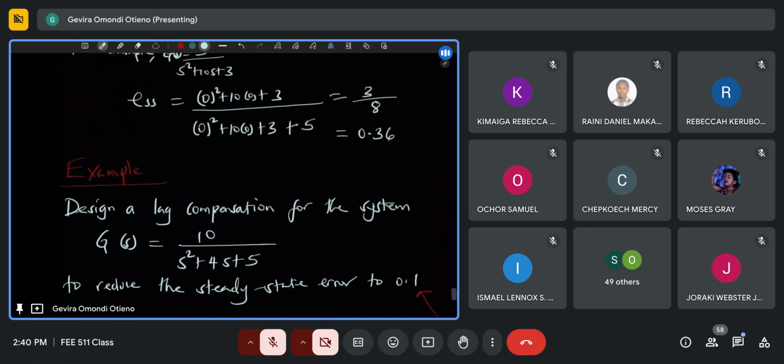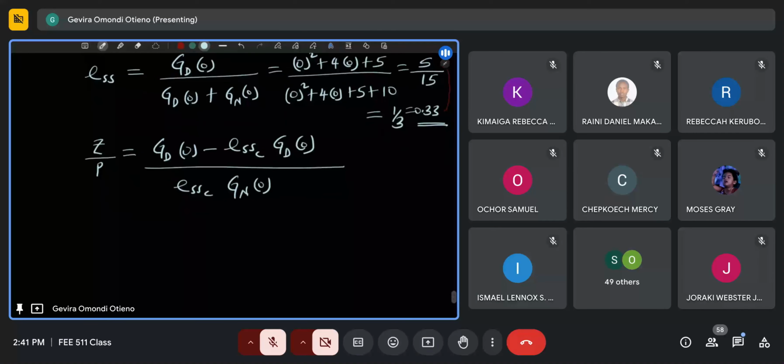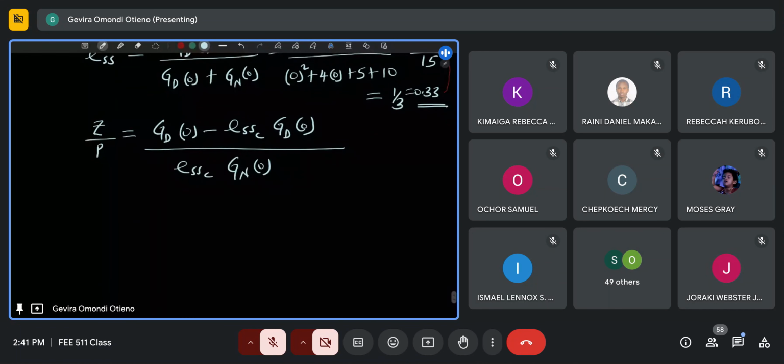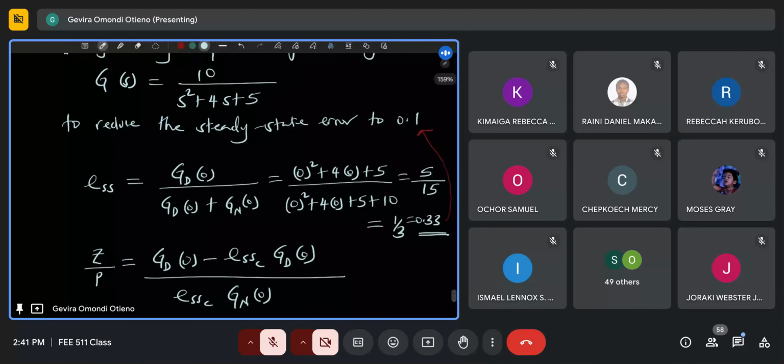It is what determines what we had talked about here, that in addition, the ratio between the pole and the 0 should be very large. When we say large, that becomes relative. So to know it, we have to use this formula. What is the relationship between the 0 and the pole location in terms of ratio? It's given by this formula. In our case, it's very easy for us to determine that ratio. Then from there, we'll move on to finding the exact locations.